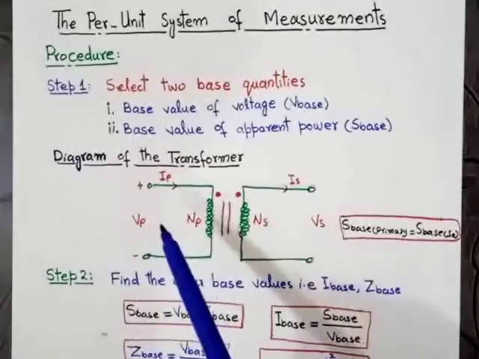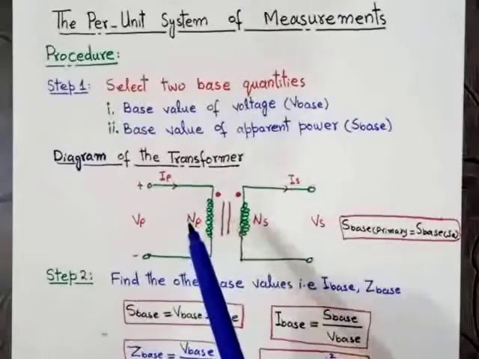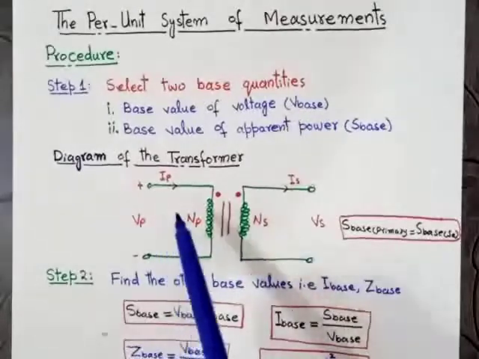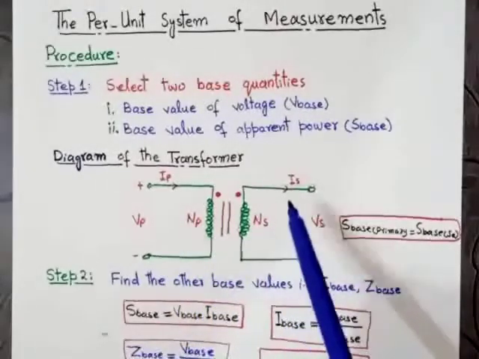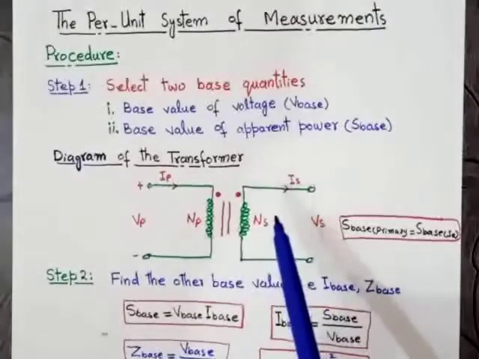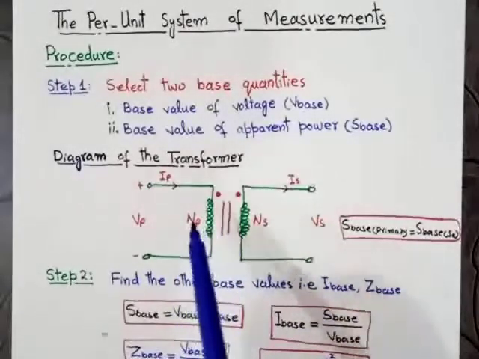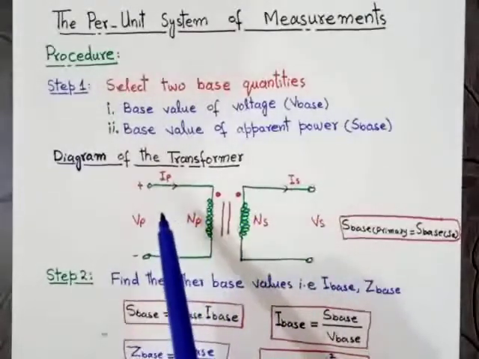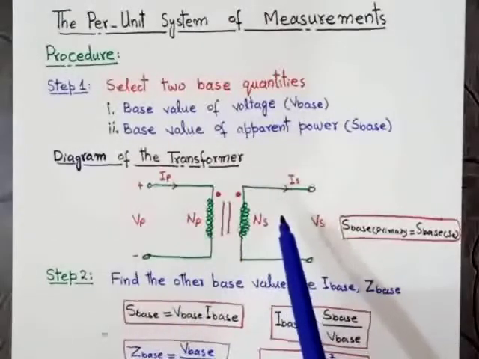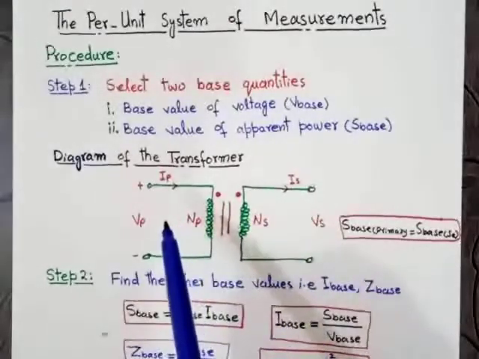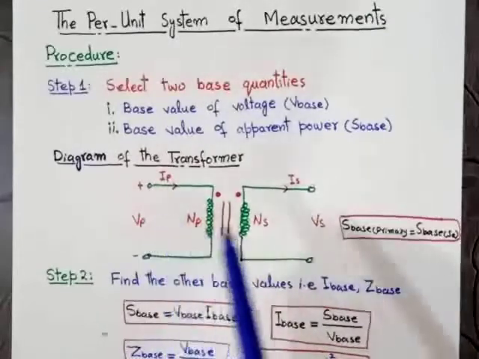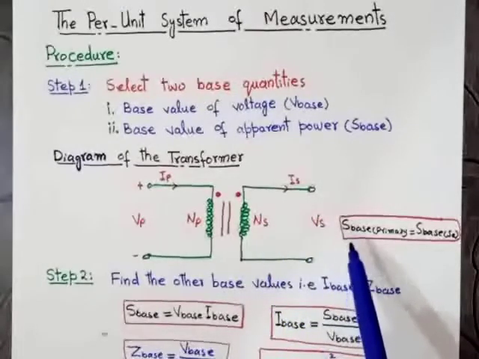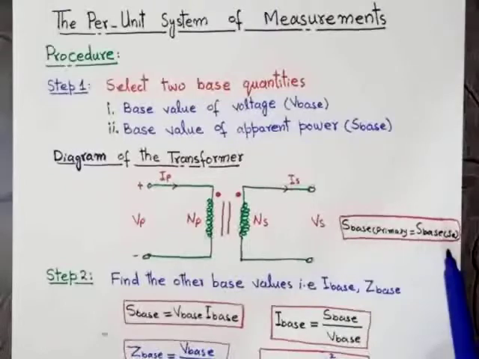So normally we select the base values of one side of the transformer. By using these base values, we select the other side base values of the transformer. As we know, in case of transformer, the power remains the same. It means the primary power will be equal to the secondary power. The base apparent power in the primary side will be equal to the base apparent power in the secondary side. That is, S base primary will be equal to S base secondary.